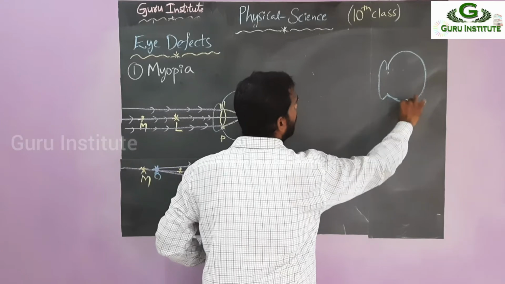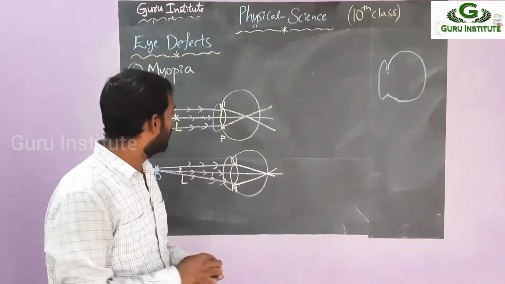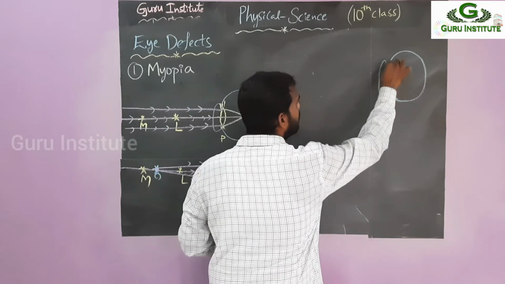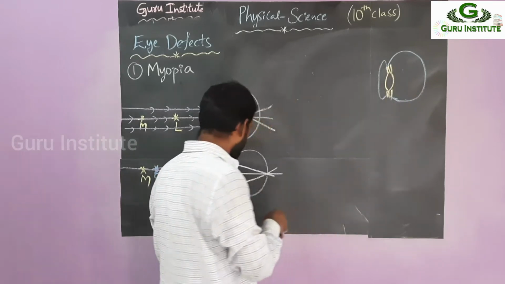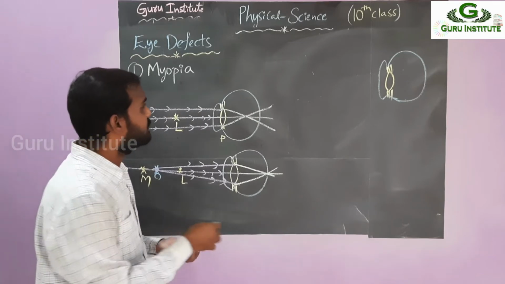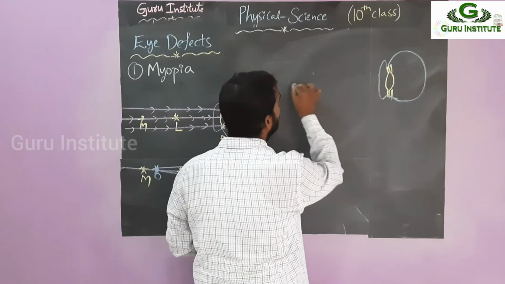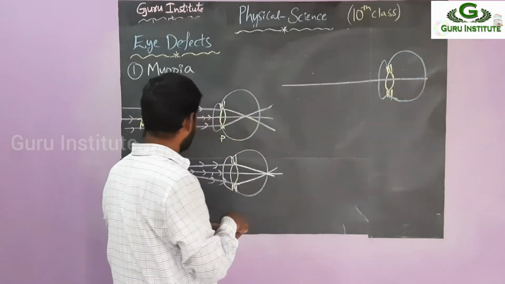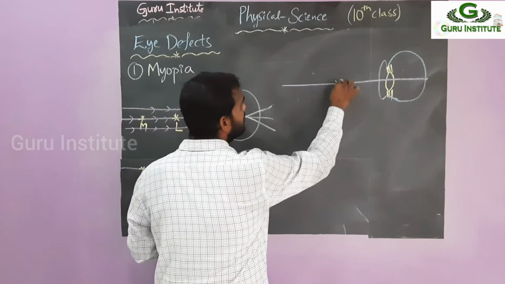This is a rough diagram of the eye. No need to draw the total. Now this is our eye lens, with ciliary muscles to hold it. Again from the principal axis, this is the pole. You can take the pole. This is the first line, right? Now what is the first point? Minimum point, that is L.